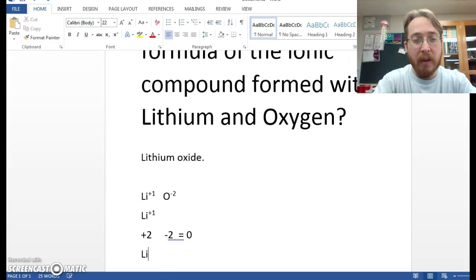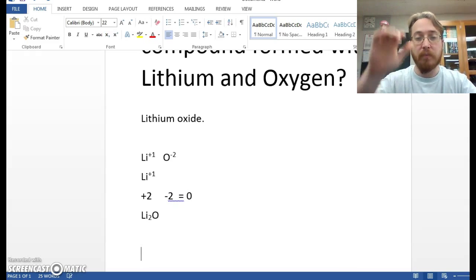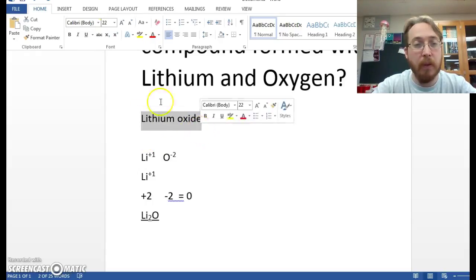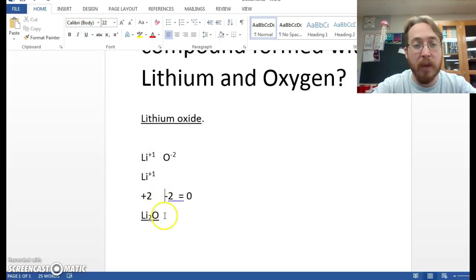So what will it look like? We have lithium, we have 2 of them, and we have 1 oxygen. So there we have it. This is our formula, Li2O. This is our lithium oxide. So this is the name, lithium oxide, and this is the formula. Those are the steps to give you the name and the formula of simple ionic compounds. I hope this helps. Struggle well.